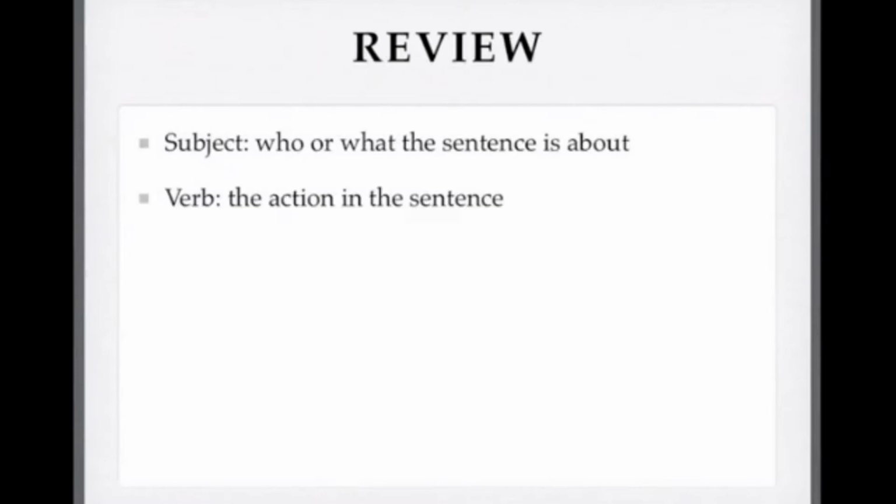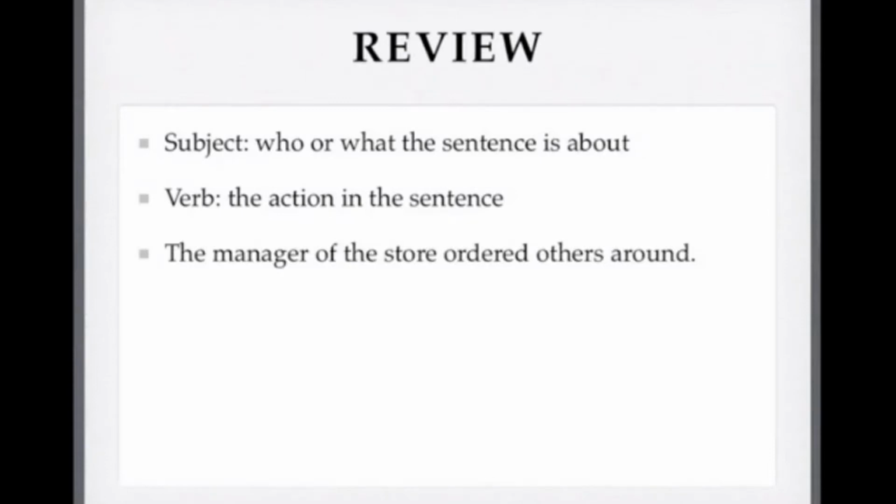Let's start with some review. The subject is who or what the sentence is about. The verb is the action in the sentence. So if I have this sentence, the manager of the store ordered others around. What's the subject and what's the verb?